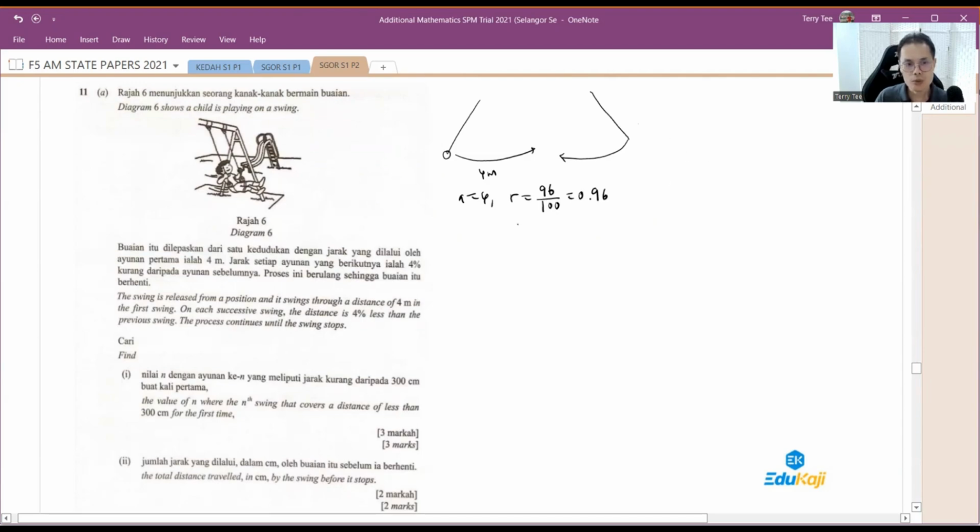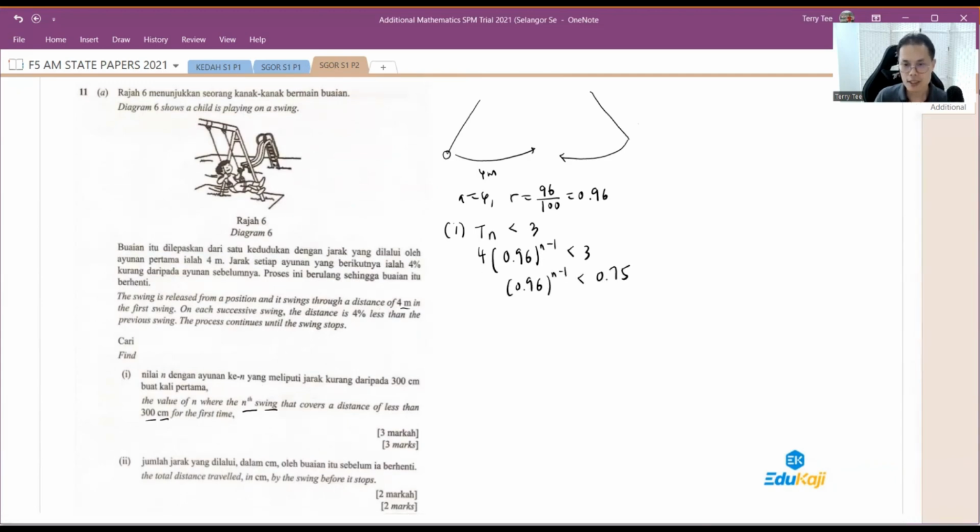Okay. So you want to find the value of n where the nth swing covers a distance less than 300. So here we have to use Tn, not Sn, right? Less than 300. Now be careful. This 300 is in cm. This 4 is in meter. So either you change everything to meter or everything to cm, right? Up to you. Maybe I just write 3 meter. Less than 300 cm means less than 3 meter. So we use a r to the power n minus 1 less than 3. So when you divide this, this will be 3 over 4. You can write 0.75, right?